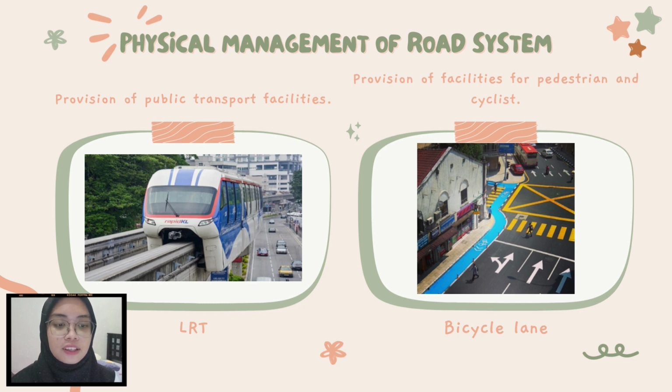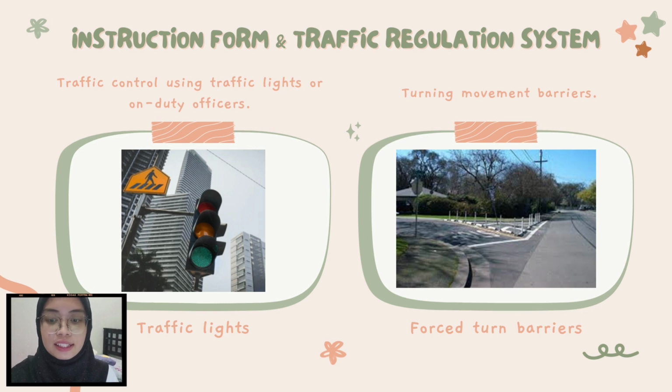The next example of physical management of road system is provision of public transport facilities such as LRT. And the last one is provision of facilities for pedestrians and cyclists. As you can see in the picture is a bicycle lane. The second road management technique is instruction form and traffic regulation system, which is an act of furnishing road area with authoritative direction using road signs or other forms of law enforcement.